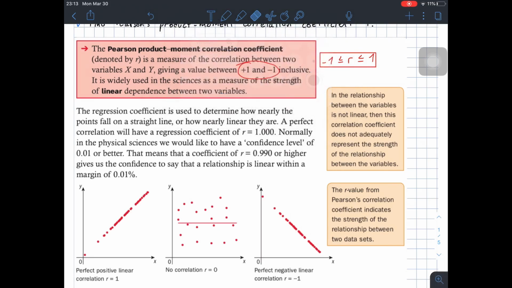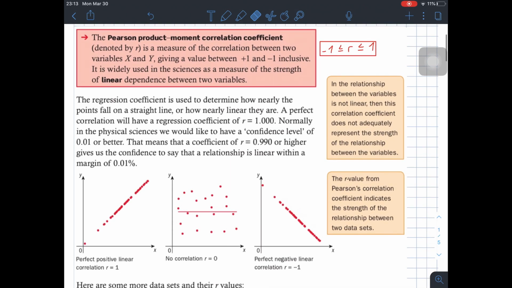Okay, then it says the regression coefficient is used to determine how nearly the points fall on a straight line, or how nearly linear they are. A perfect correlation will have a regression coefficient R equals 1, okay, +1, meaning that it's a perfect correlation. Normally, in the physical sciences, we would like to have a confidence level of 0.01 or better. That means that a coefficient of R equal to 0.99, that's 99% of confidence, or higher, gives us the confidence to say that a relationship is linear within a margin of 0.01%. That means that I have a margin of error of 0.01% only, okay?